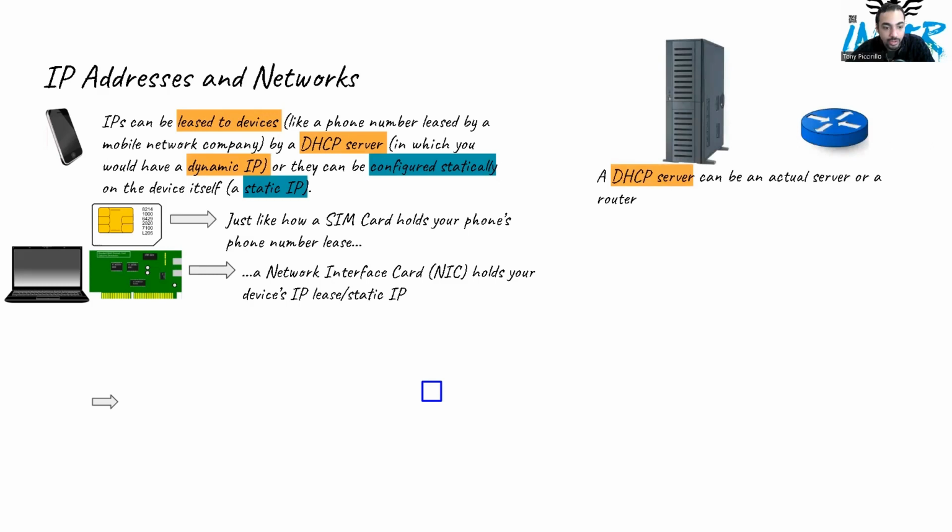A DHCP server or servers are used to lease out IP addresses for a network. So these servers can be an actual server or a process running on a router.